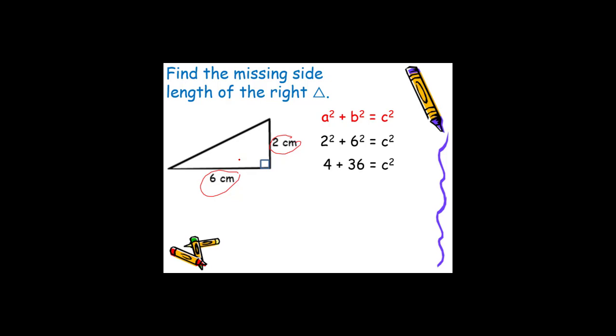2 squared is 4, plus 6 squared is 36. Add 4 plus 36, we have 40. Now we'll take the square root of both sides. This will leave me with C is equal to the square root of 4 times the square root of 10. I'm factoring out the perfect square, simplifying my radical. The square root of 4 is 2, so C is equal to 2 radical 10.